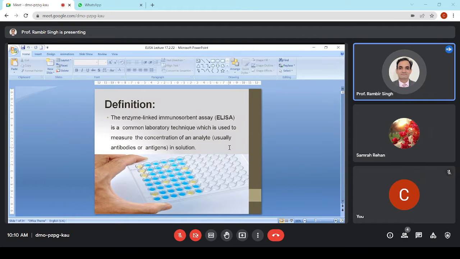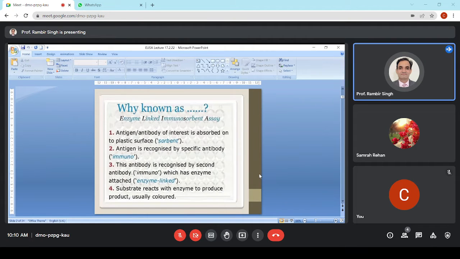So the technique goes like this: the antigen or antibody of interest is adsorbed on a plastic surface. That's why it is called sorbent. The antigen is recognized by a specific antibody, so the recognition is by antigen antibody reaction. That's why it is immunosorbent, because it is based on an immunological reaction.